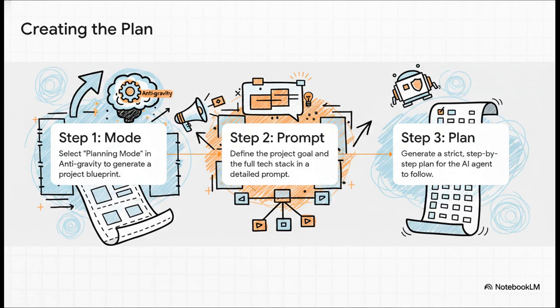That means you don't need clunky, complex external search systems like Elasticsearch. So how do you make sure the AI builds what you want? Well, it's this three-step process right here. First, you switch Anti-Gravity into a special planning mode. Then you give it a super detailed prompt. You tell it the goal, the exact tech stack we just talked about, everything. And from that, it generates a strict step-by-step plan. Think of this plan as the AI's unbreakable set of rules. It has to follow them, which ensures it builds exactly what you had in mind.